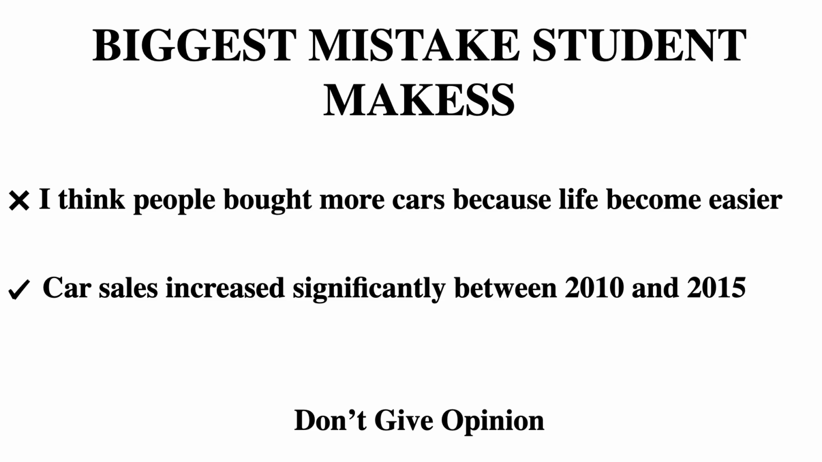Suppose a chart shows car sales increasing from 2010 to 2015. Many students write something like this: I think people bought more cars because life became easier. This is wrong, because now you are giving your personal explanation, instead of writing only what the data shows. A correct sentence would be: car sales increased significantly between 2010 and 2015. Notice the difference? You are describing the data, not explaining the reason behind it.